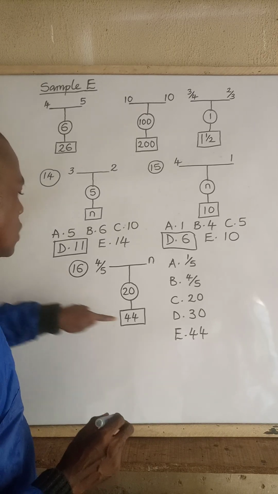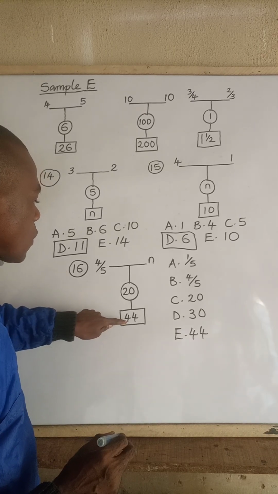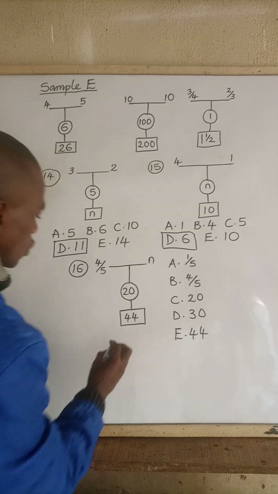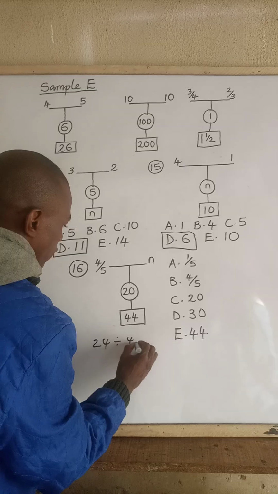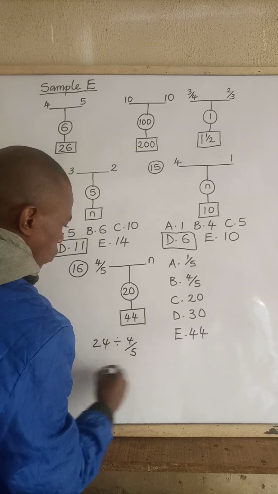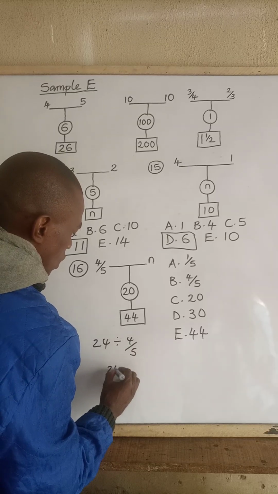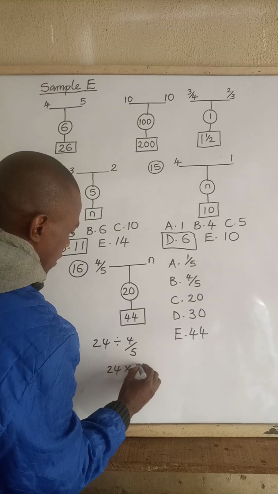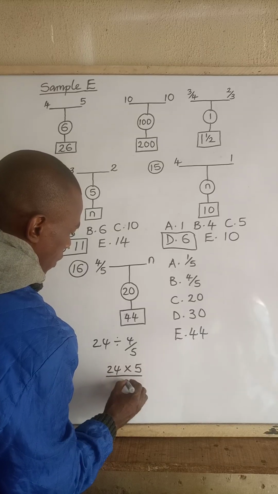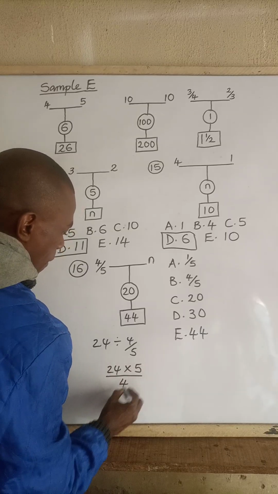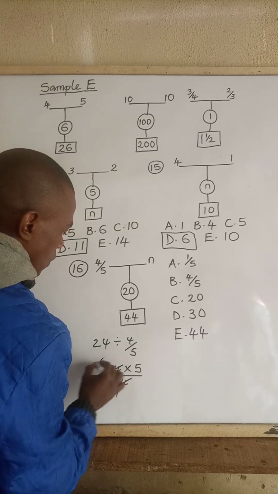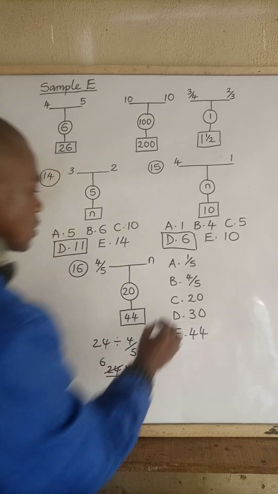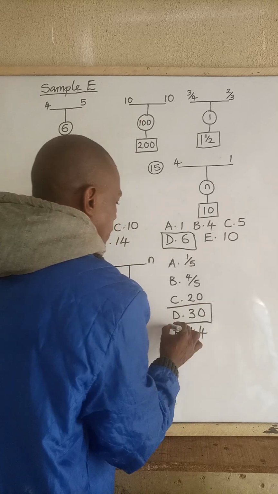In question 16, we will do 44 minus 20. It will give us what? 24. 24 divided by what? 4 over 5, which is the same thing as what? 24 multiplied by 5 all over what? All over 4. Now, 4 divide 4 is 1. 4 divide 24 will give us 6. Then 6 times 5 will give us what? 30.